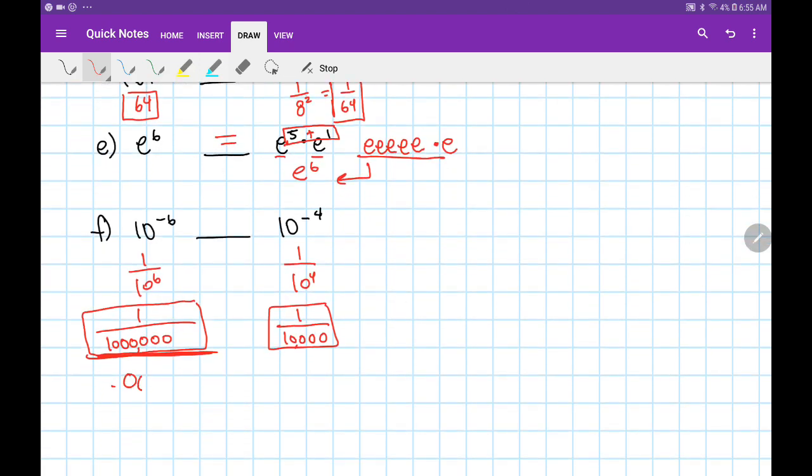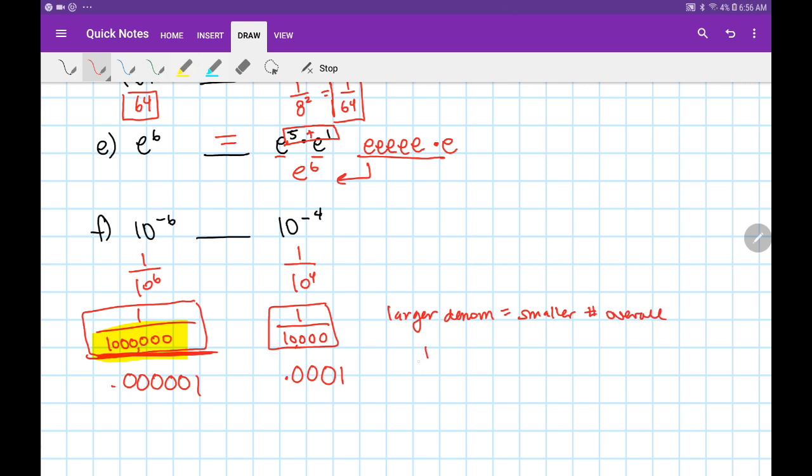It's like 0.00001. Whereas the guy on the right is 0.0001, if my math isn't wrong. But the idea is the larger the denominator, then the smaller the number, right? So let me make a note of that. Larger denominator equals the smaller number overall.